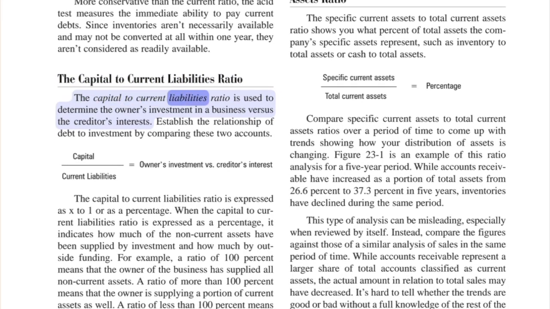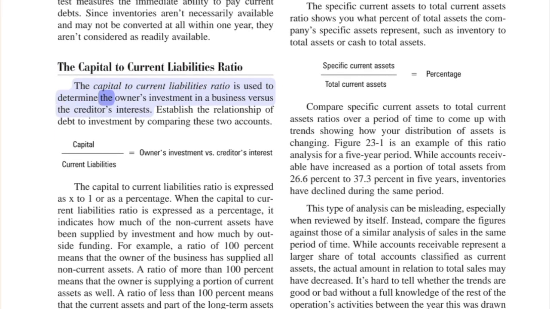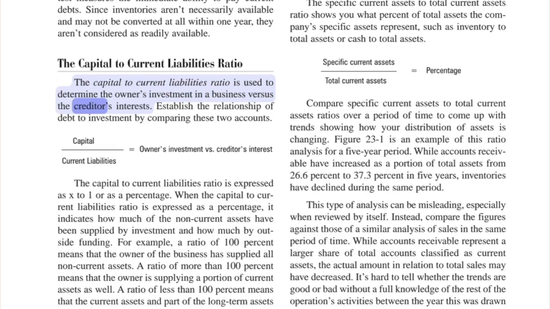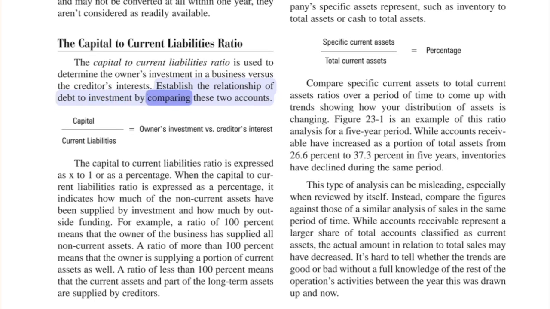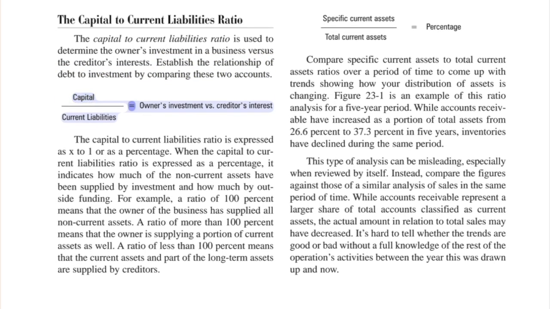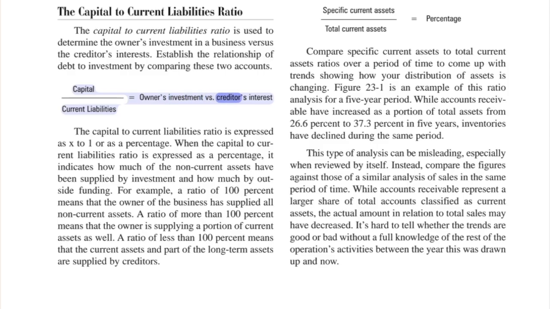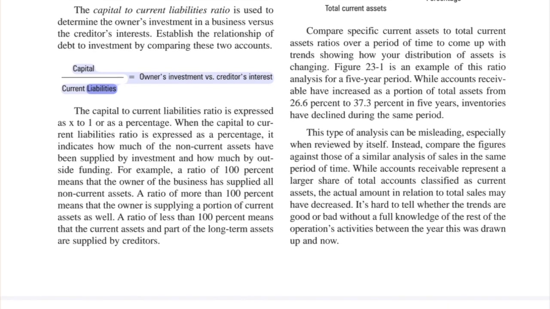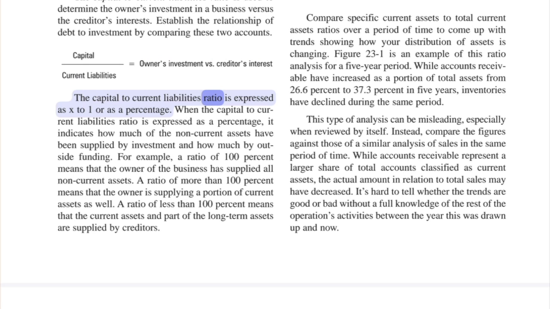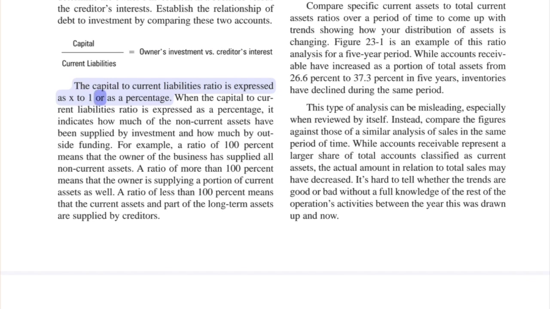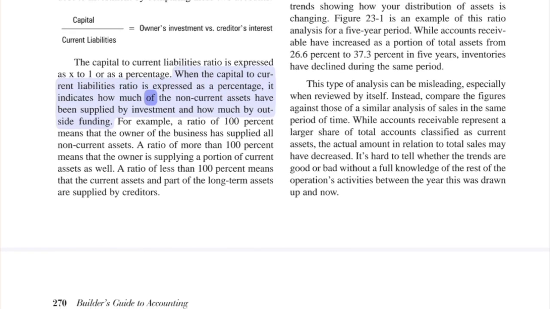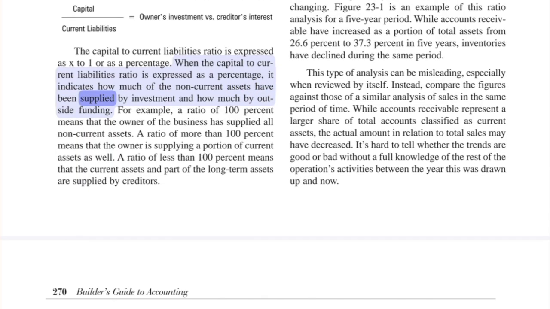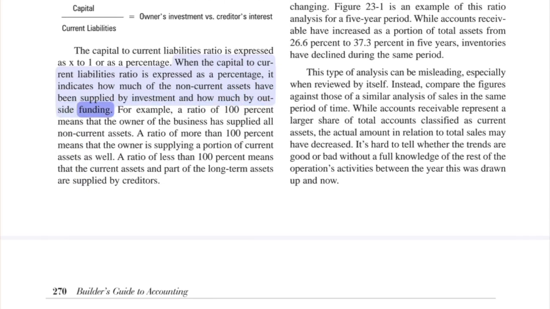The capital to current liabilities ratio is used to determine the owner's investment in a business versus the creditor's interests. Establish the relationship of debt to investment by comparing these two accounts. Capital equal to owner's investment versus creditor's interest, current liabilities. The capital to current liabilities ratio is expressed as X-to-1, or as a percentage. When expressed as a percentage, it indicates how much of the non-current assets have been supplied by investment and how much by outside funding.